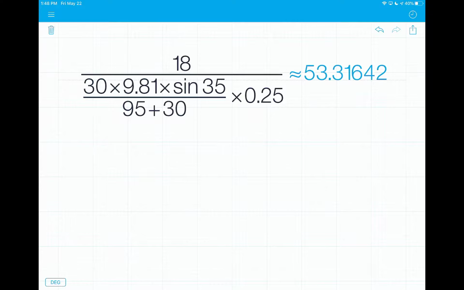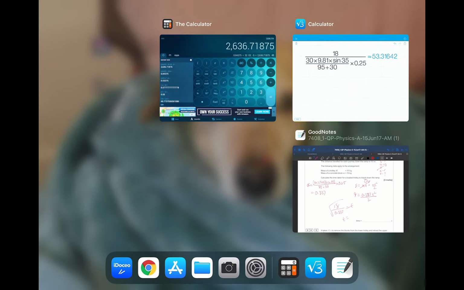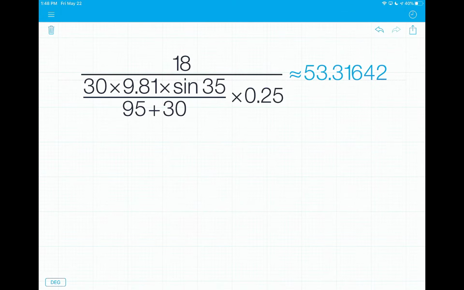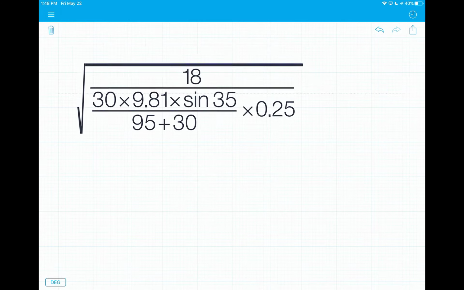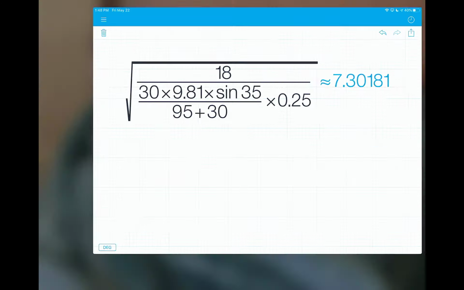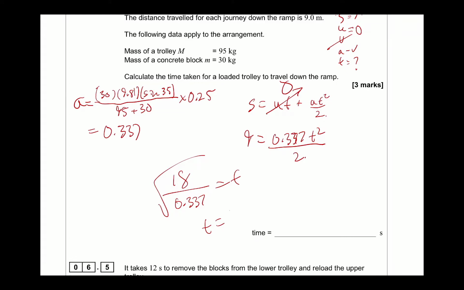And it says 53. That's not right. That's way too long. Oh, square root. 7.3 seconds. And check the mark scheme, and yes, we are right, 7.3 seconds.